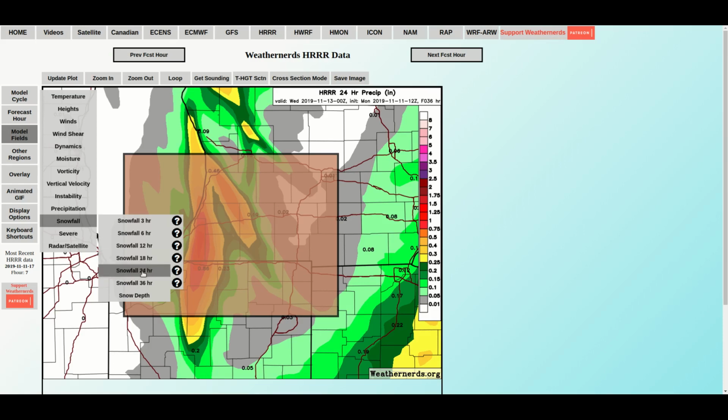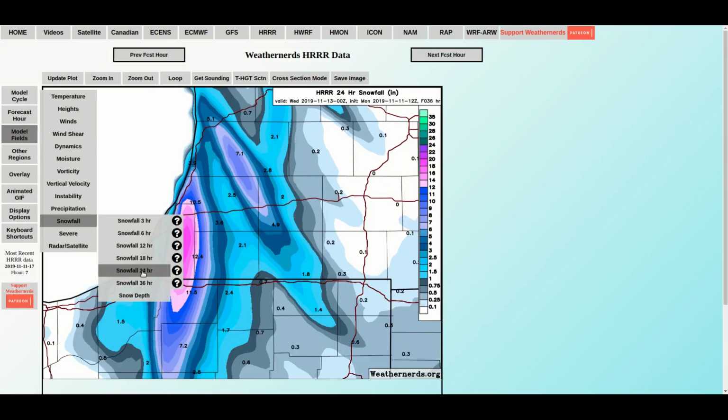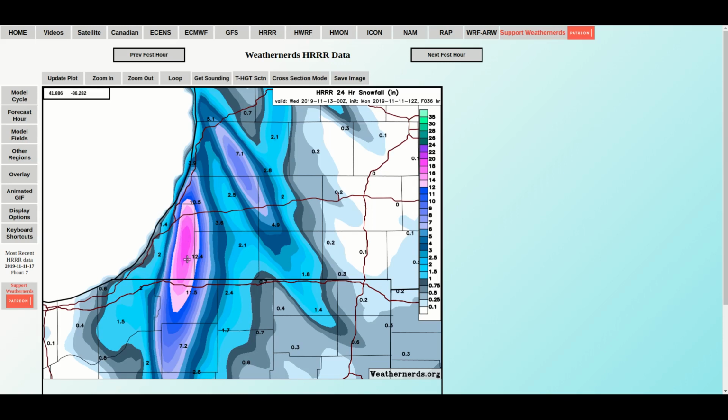It gives an explanation. But we see an inch of liquid converting over to 18 to 20 inches of snow, which is, I think, much more realistic. It's more like an 18 to 20 to 1 ratio. So certainly possible that places here in Berrien County could see a quick 1 to 2 feet of snow here tonight.